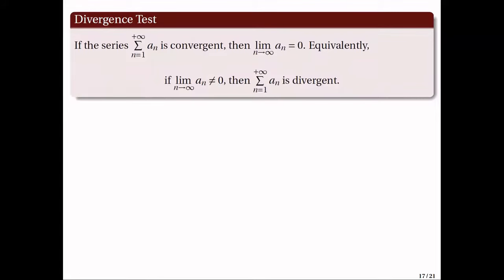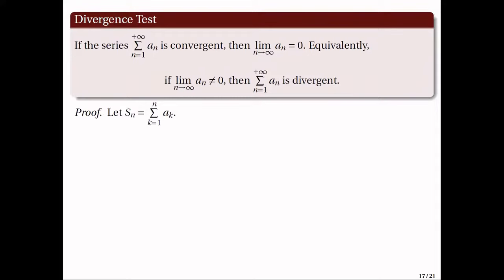Now, this next test can tell us whether a series is divergent. The divergence test tells us that if the series summation of a sub n is convergent, then the limit of a sub n is equal to 0. This is equivalent to saying that if the limit of a sub n as n goes to infinity is not equal to 0, then the series summation of a sub n with n ranging from 1 to infinity is divergent.